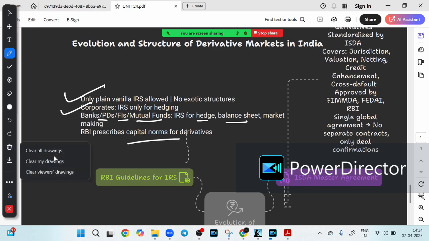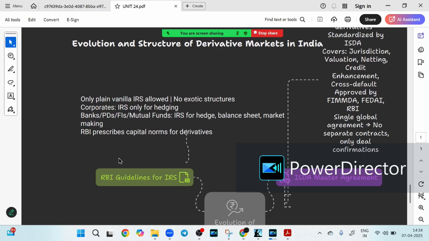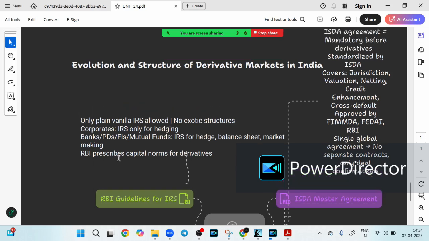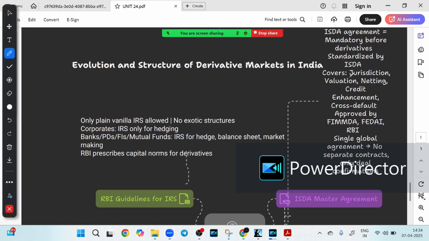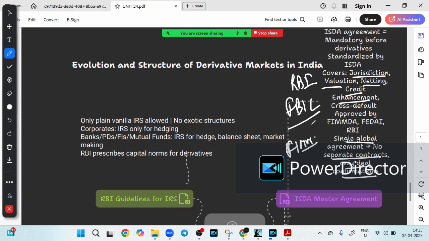If you go through the ISDA master agreement, let me show you. On the right side, you can see the ISDA master agreement. Basically, before entering into a derivative, signing the ISDA agreement is mandatory. Why? Because it allows a uniform framework on jurisdiction, valuation, netting, and credit enhancement. One agreement covers all kinds of deals. No need for a separate contract, only confirmation and exchange. It is backed by RBI, FBIL, and FIMDA, right? So these provide global legal strength.